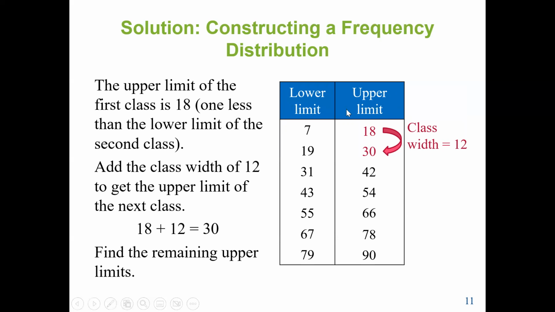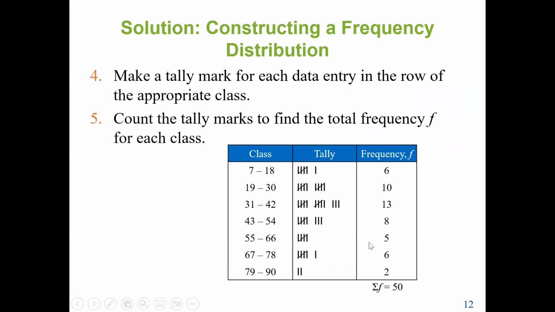class intervals. We haven't finished yet. Now we are going to look at our data to make a tally mark for each data entry in the row of the appropriate class. When we look at our data set, we find that 6 internet subscribers spent between 7 and 18 minutes. Then 10 internet subscribers spent between 19 and 30 minutes. 13 internet subscribers spent between 31 and 42 minutes, and so on to the end. And again, the total frequency should give us the total number of internet subscribers, which in this case is 50.